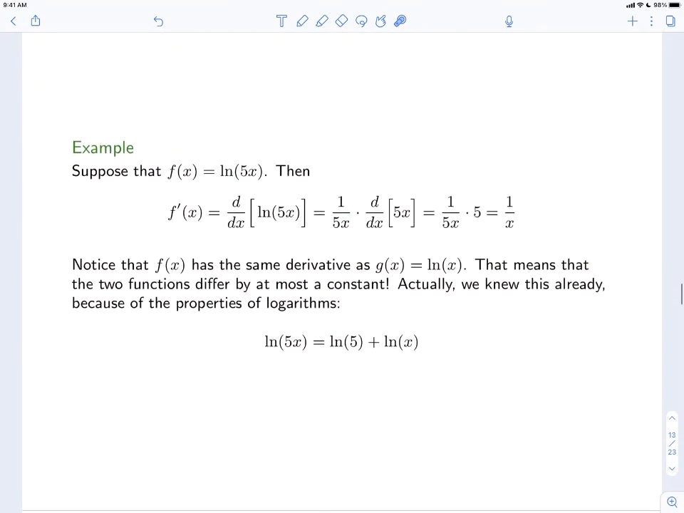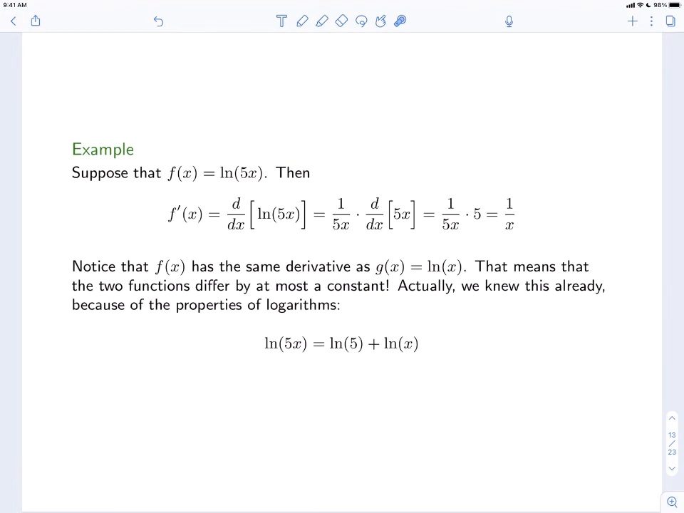Let's take a look at an example of this. And again, we'll just do a simple example. But suppose that we have a function f of x, which is ln of 5x. What's the derivative of ln of 5x? Well, it's a composition. It's ln of a thing. So the derivative of f with respect to x is the derivative with respect to x of ln of a thing. But using the chain rule, the derivative of ln of a thing is 1 over that thing times the derivative of that thing. But the derivative of 5x is 5.